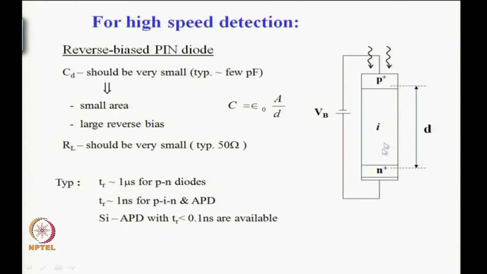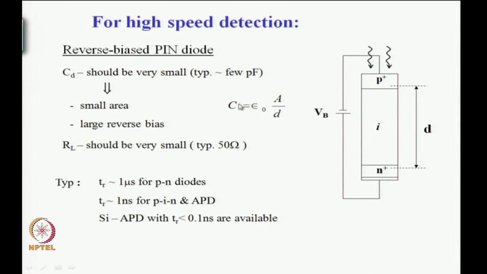So, it is a PIN diode which is reverse biased. The depletion region extends under relatively large reverse bias over the entire intrinsic region here. So, the D is relatively large, which means C is small, and if we make a small area detector, then this C will be further reduced.